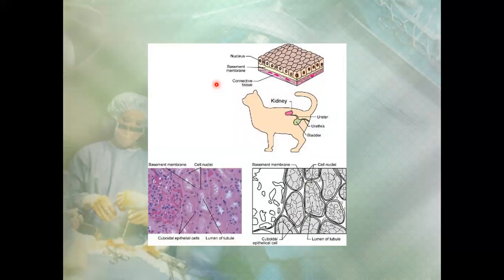Here's a picture of our simple cuboidal. Here's a picture of a kitty cat. I'm just showing the kidney, so we have it as the glandular. Now, obviously, there are other glands that I just talked about. This one is only showing the kidney.